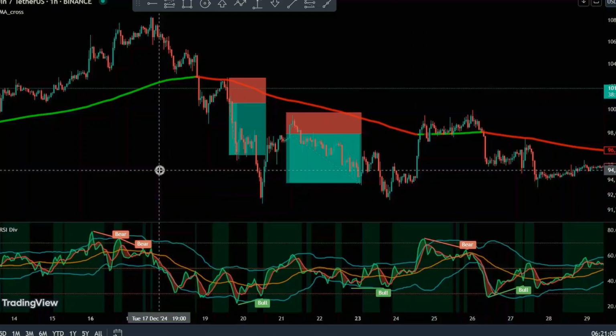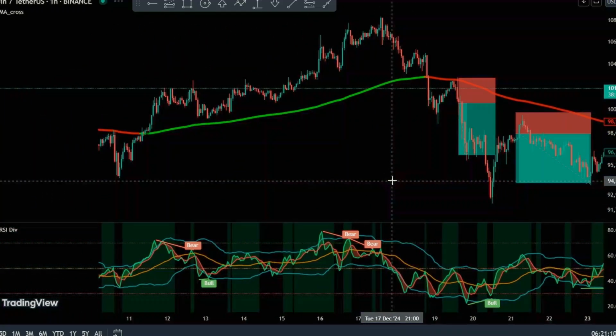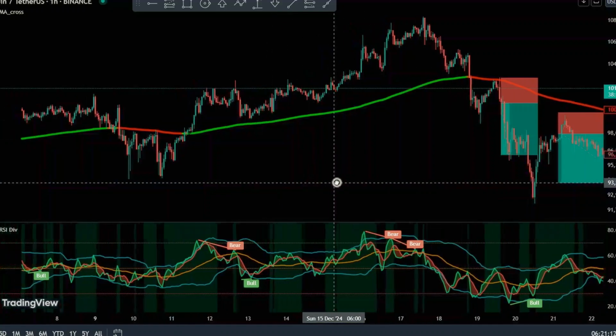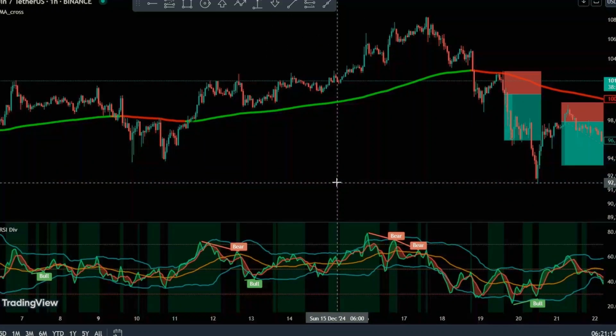So let's go to the buy example. It is similar to the sell example, just the vice versa of what we have been doing earlier.